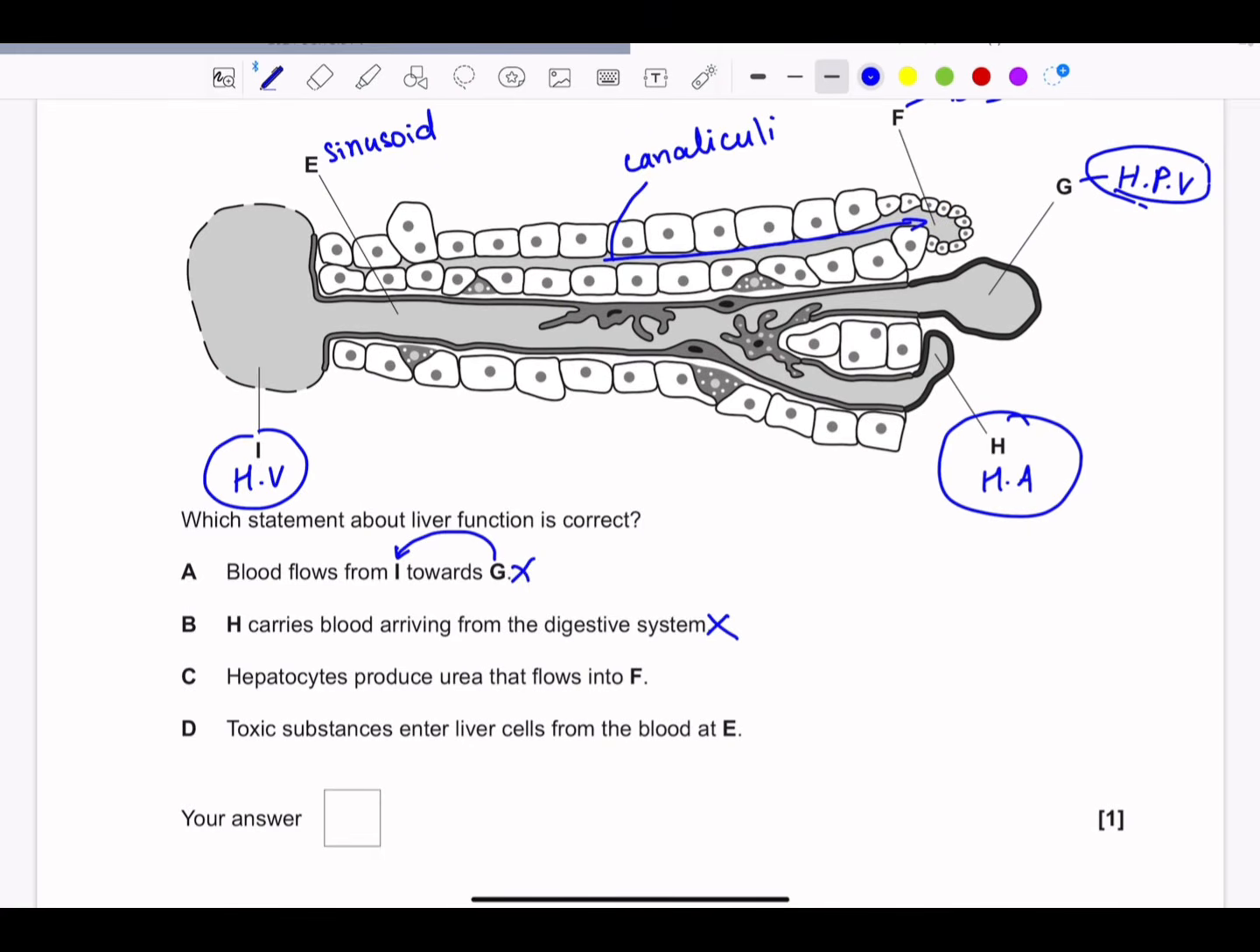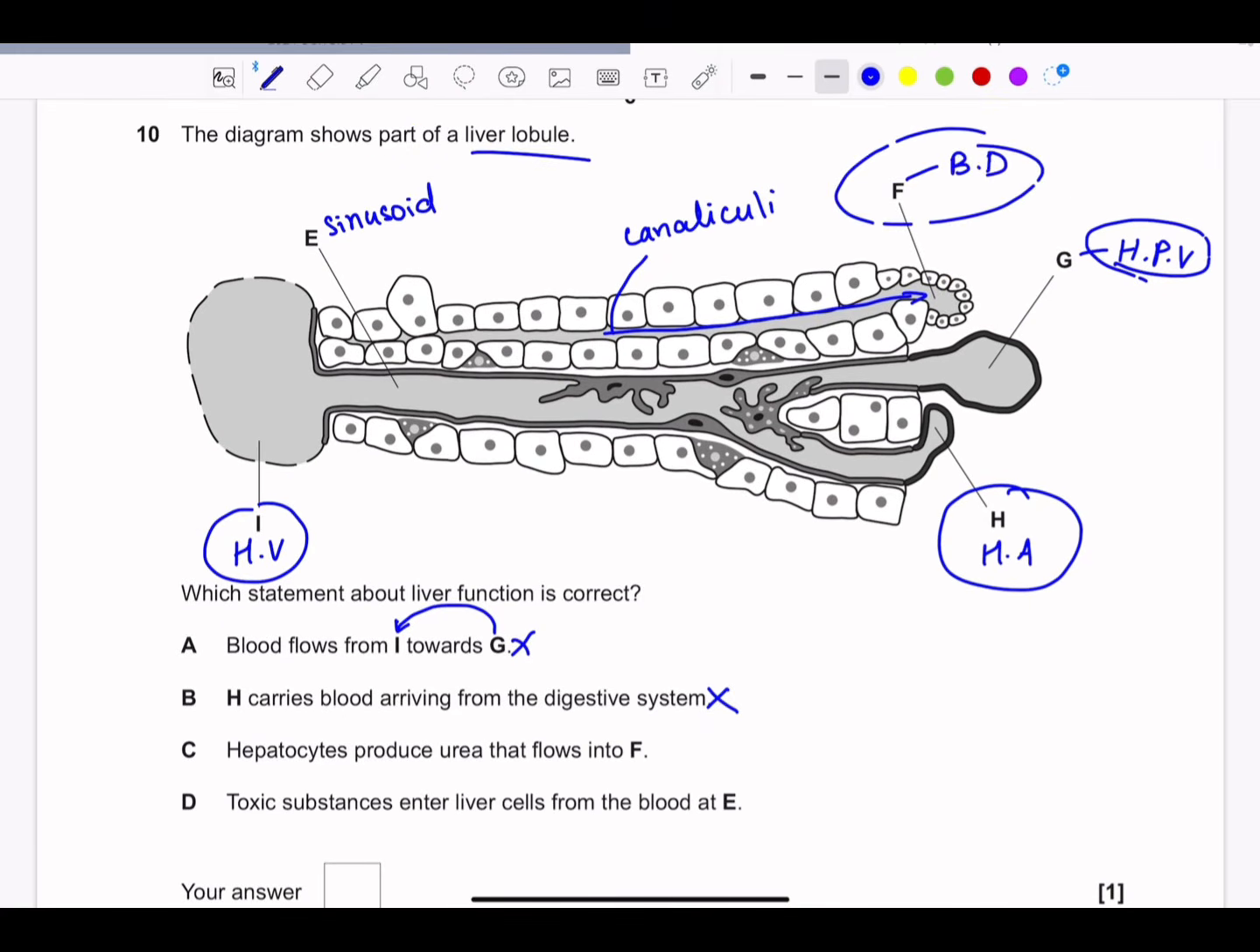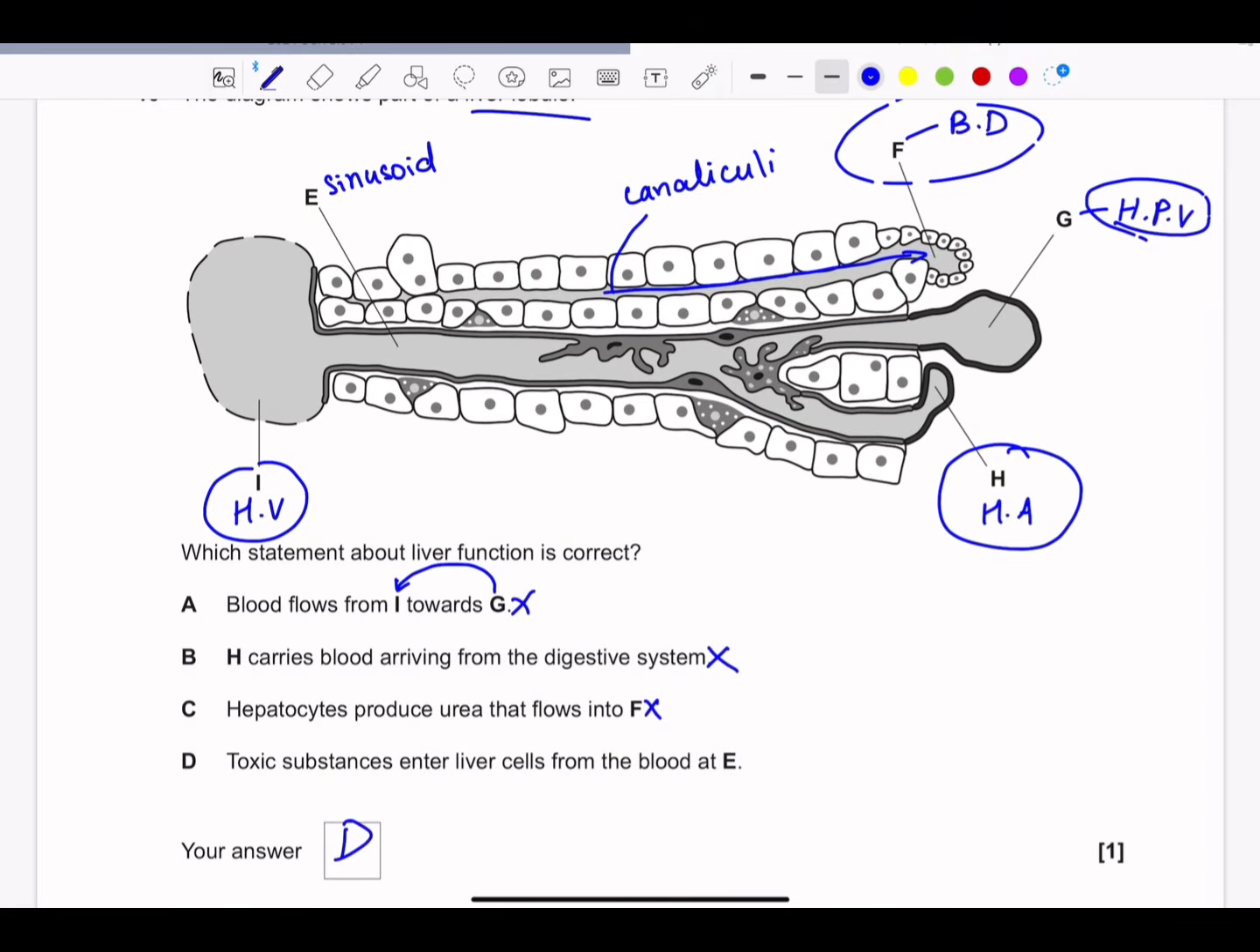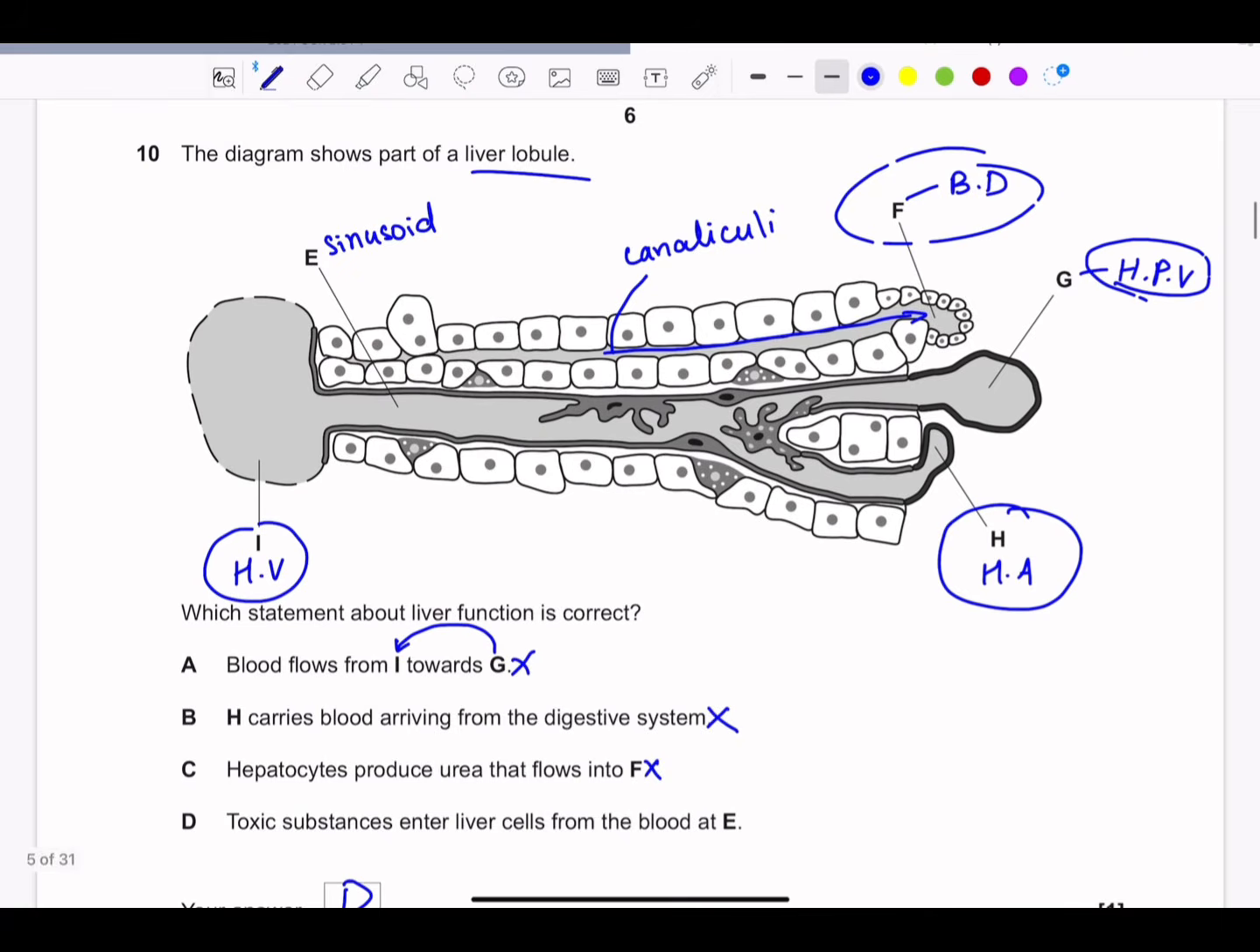Hepatocytes produce urea that flows into F, and F was the bile duct. That is not true. It's the bile that flows into F. Urea flows into the vein. So not the answer. So that means D would have to be our answer, which is toxic substances enter liver cells from the blood at E. So E, again, is a sinusoid where the blood from G, which is the portal vein, and H, the artery, mix together and they enter this region. Then once the liver cells have finished breaking down alcohol, different medications, food, etc., those things enter into the sinusoid and then drain into the vein, which takes it to the kidneys for that to be excreted and then sends it back to the heart.